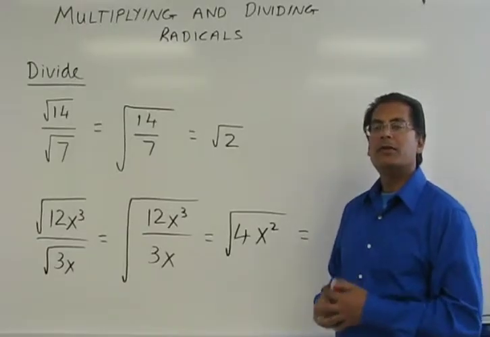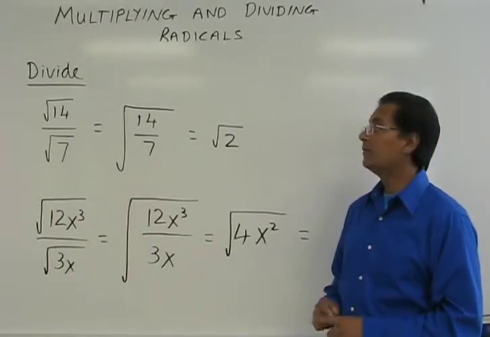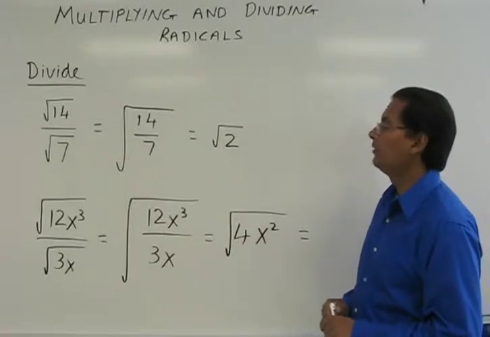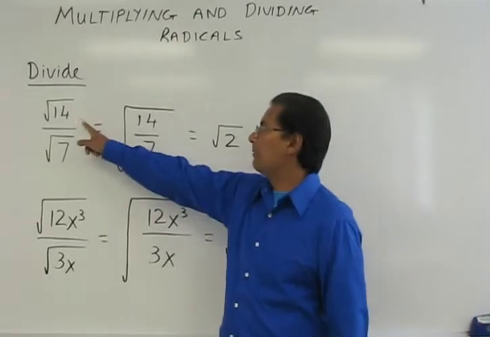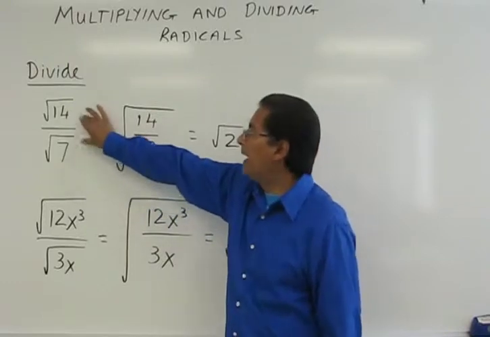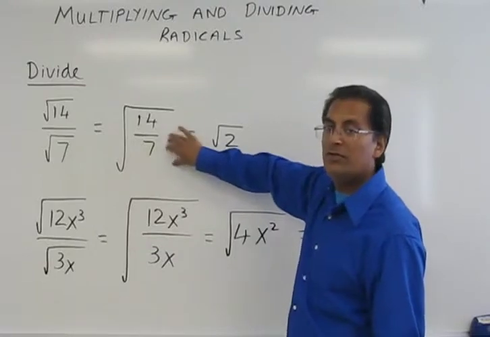Last time we had looked at multiplying radicals, multiplying binomials with radicals. Now we're going to look at some division. Supposing we want to divide two radicals. So for example, the square root of 14 divided by the square root of 7. We can combine those underneath the root. So we have the square root of 14 over 7.